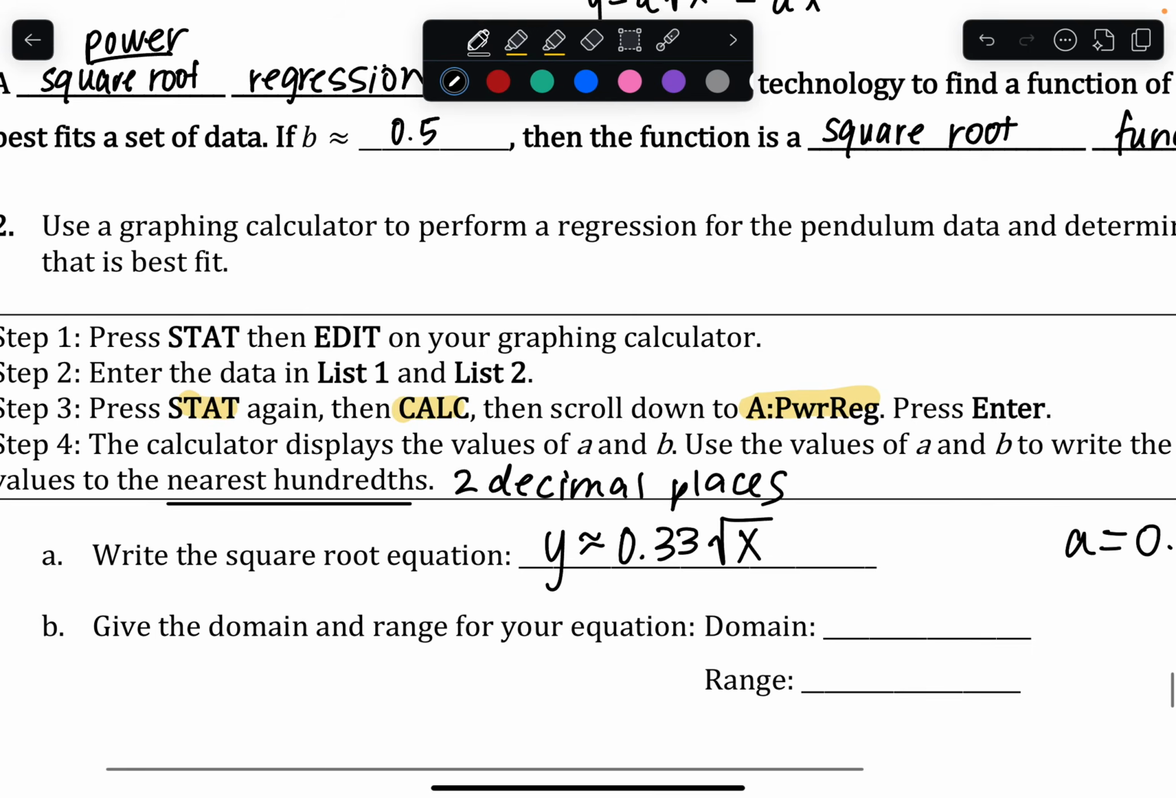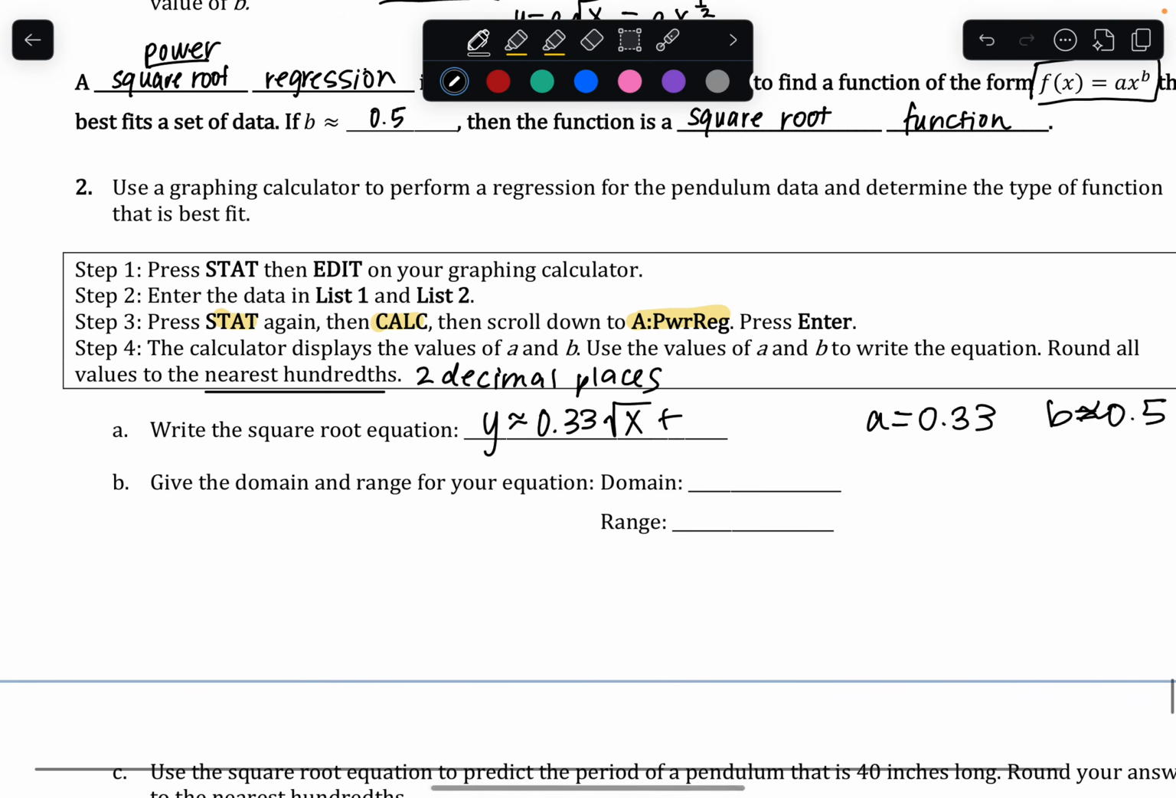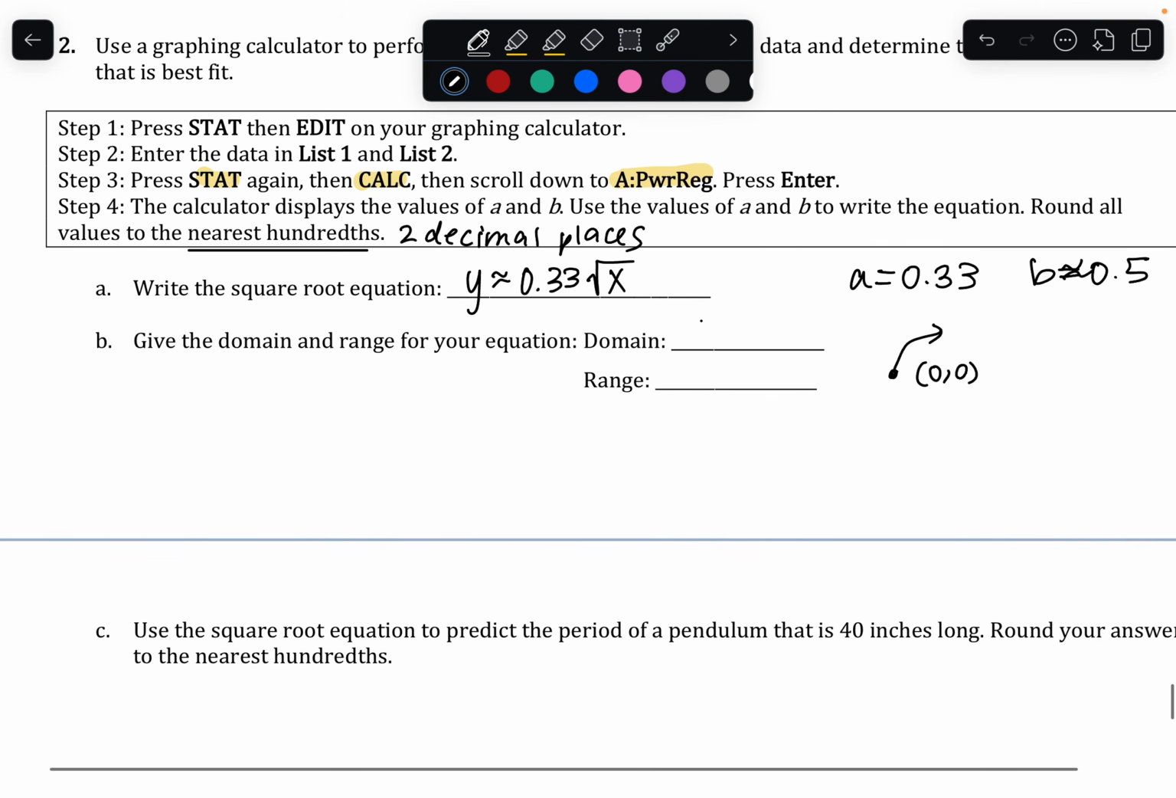It's also important to notice there's no plus or minus number after this. Your starting point for these graphs is always 0, 0. Your domain goes from 0 to infinity, and your range also goes from 0 to infinity. It's going to the right for your domain, and it's going up for your range.